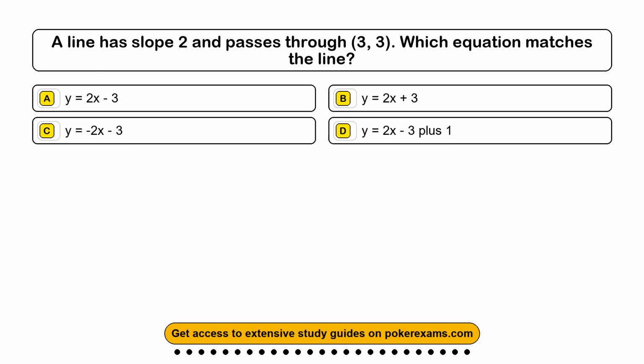Question 14. A line has slope 2 and passes through 3, 3. Which equation matches the line? Option A, y equals 2x minus 3. Option B, y equals 2x plus 3. Option C, y equals minus 2x minus 3. Option D, y equals 2x minus 3 plus 1.